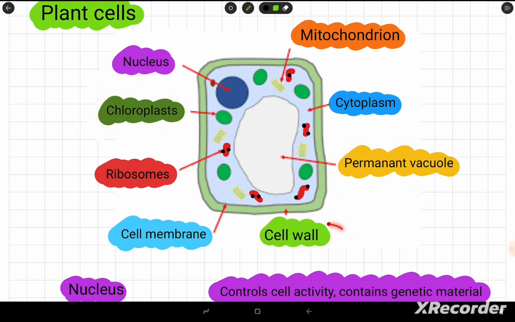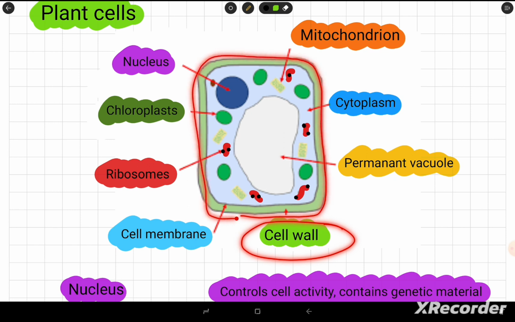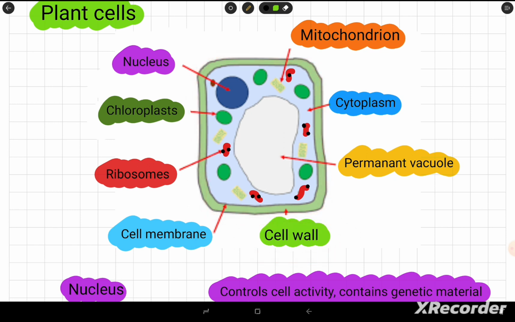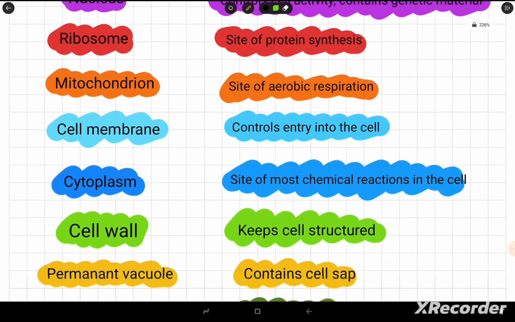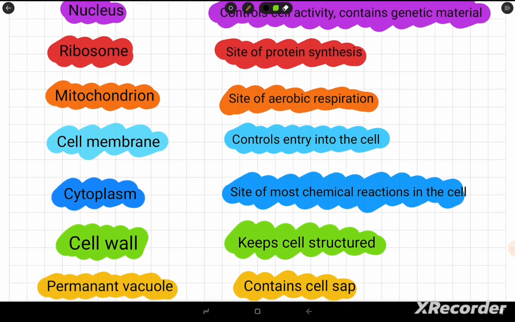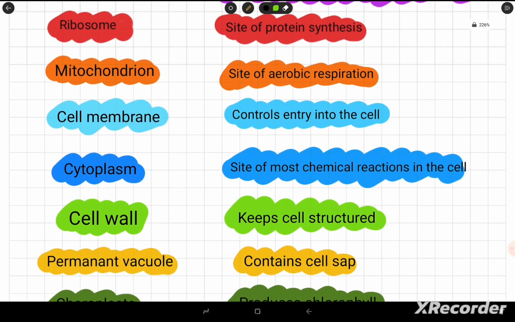We're going to start with the cell wall. The cell wall is this layer outside the cell membrane, and its role is to help to keep the cell structure. Next organelle is the permanent vacuole. This contains cell sap, which is a mixture of nutrients, and lastly is the chloroplasts, which produce chlorophyll, which is needed in photosynthesis. And here is a list of those. Pause when and if you need to.